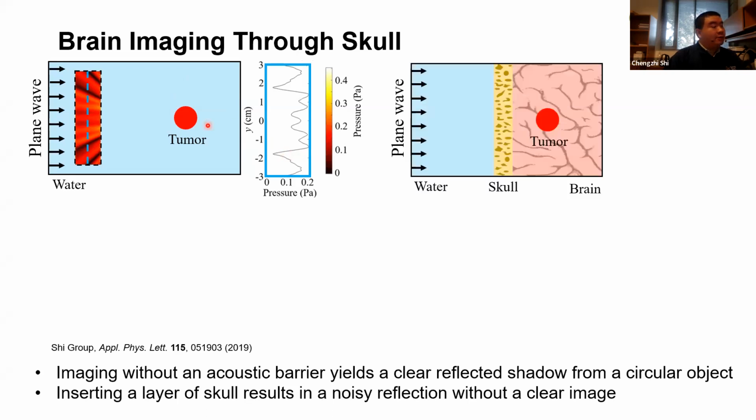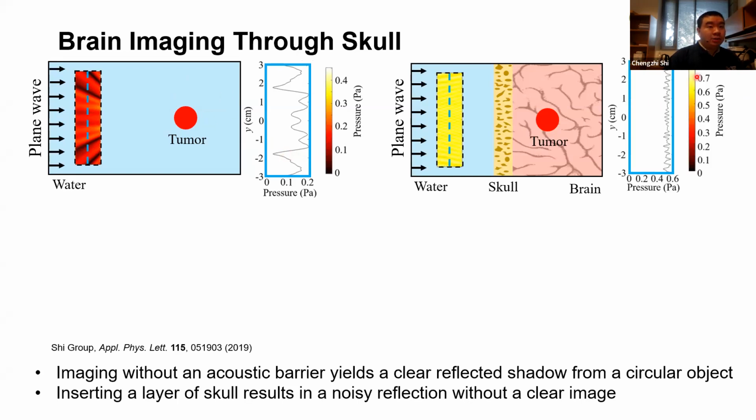What happens if you have a skull? Let's still look at the same window and the same line of the ultrasound probe, and see what happens. What you see is just the noise level being increased. What you see here is actually just a reflection of the ultrasound from the skull, and you get no information about the brain tumor here. So there's no way you can reconstruct the image of the brain tumor through your B-mode imaging.